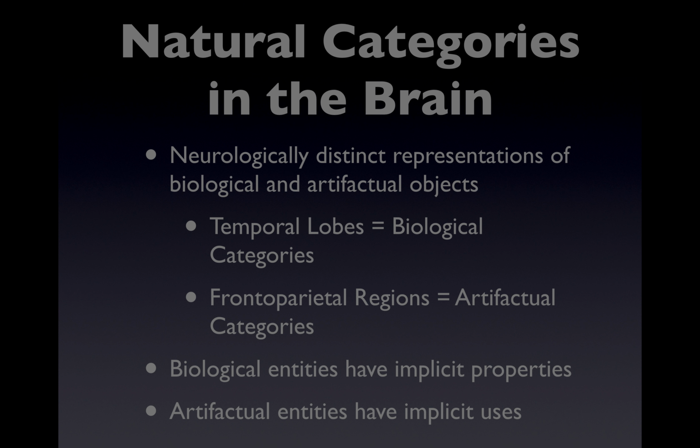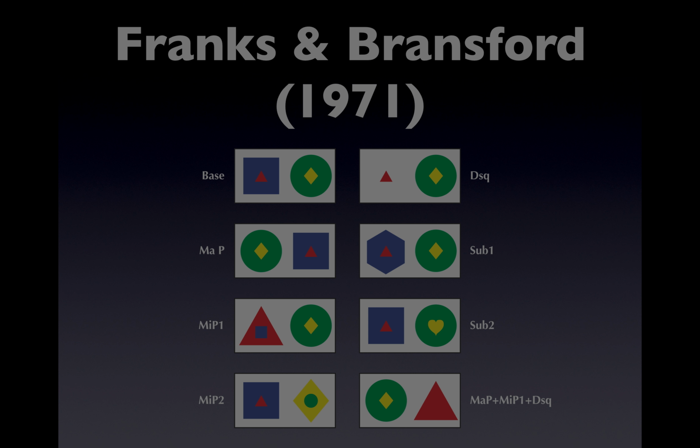in entities, they have implicit uses. So it's less about how they look and more about how you use them. There are lots of different looking can openers, but the thing they all have in common is they all open cans. And so that's what defines a can opener more than the particular visual characteristics of it. So interestingly, we've seen a double dissociation of neural representations for either biological or artifactual objects in the brain, which is kind of fascinating.